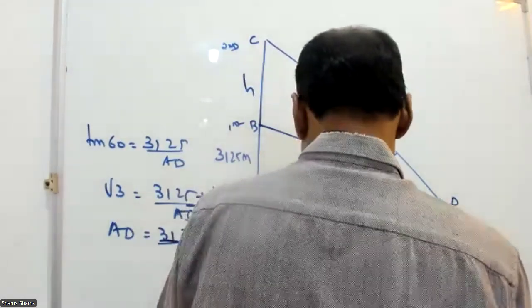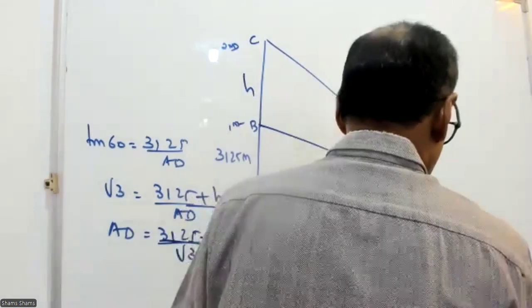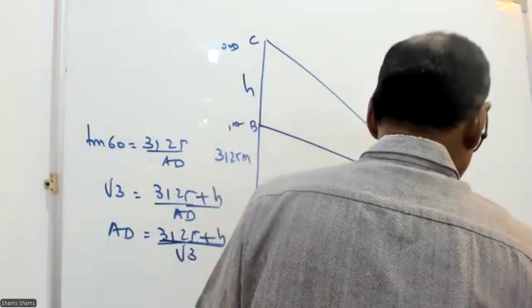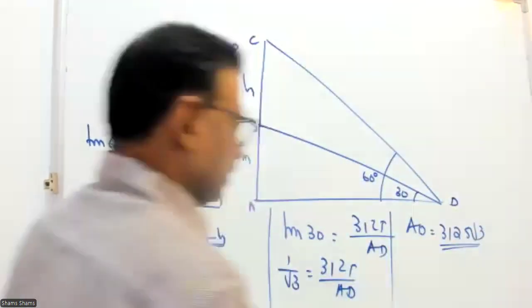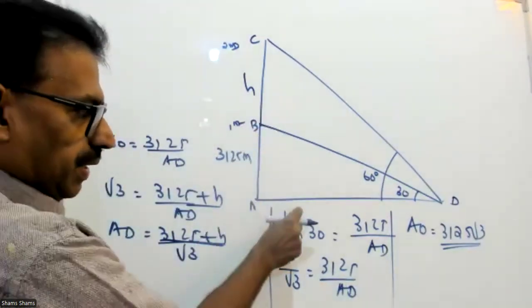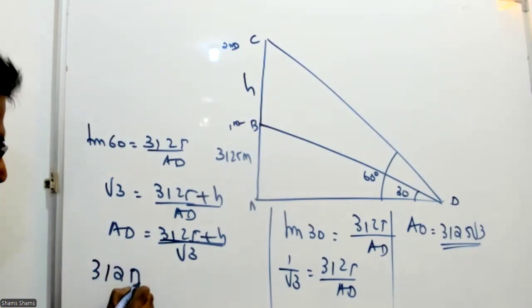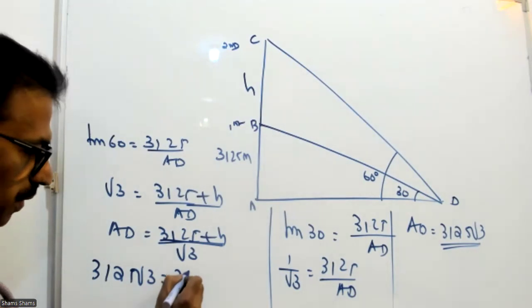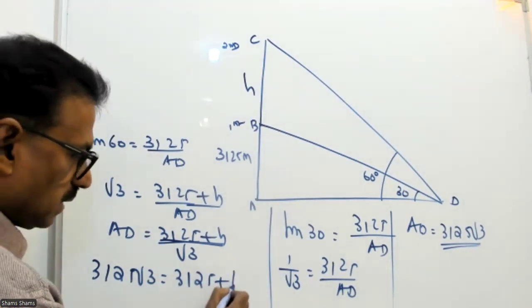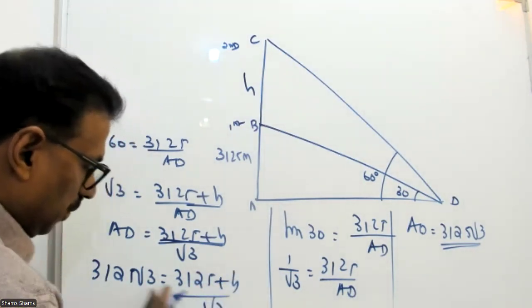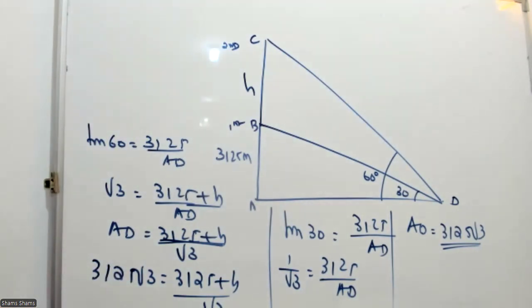So AD equal to 3125 root 3. Now we substitute here. AD is 3125 root 3 equal to 3125 plus H divided by root 3. It is going to here. Okay, so we'll get the answer is 6250.